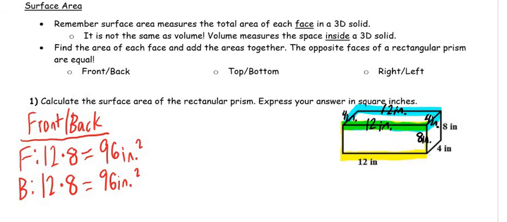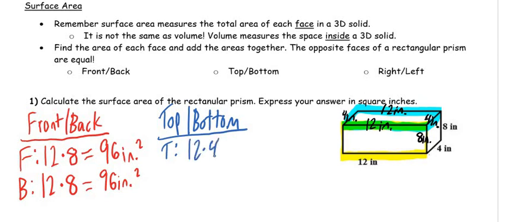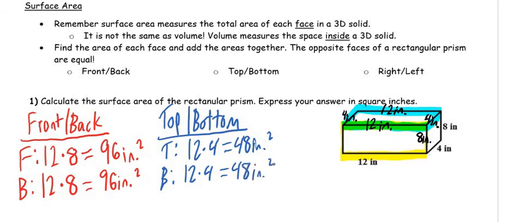So now this is our top face and our bottom face. And remember, the opposite faces in a rectangular prism are equal. So to find the area of the top face, we would have to multiply the base of 12 times the height of 4. And the bottom face is equal, so we're multiplying 12 times 4. So the area of that top face is 48 inches squared, and the bottom face is also 48 inches squared.